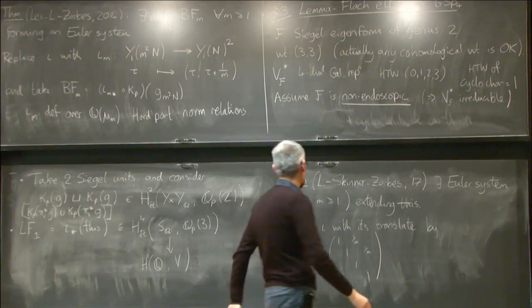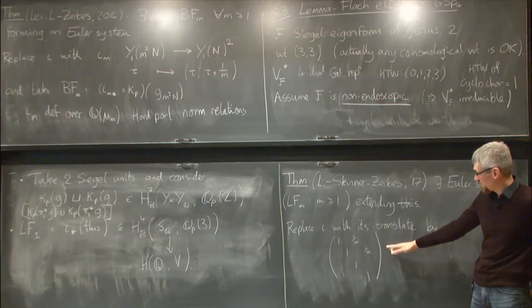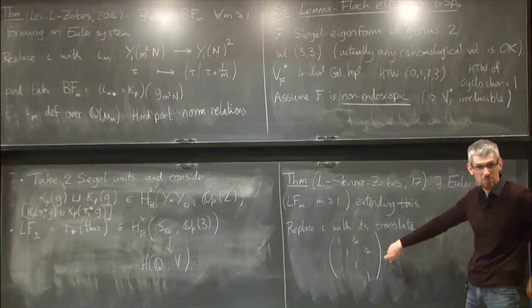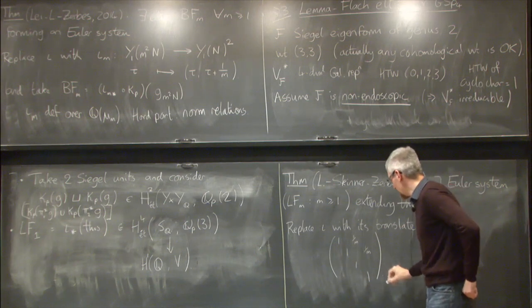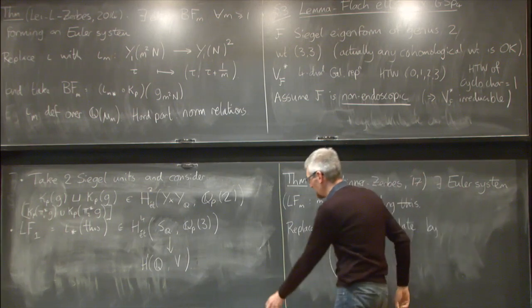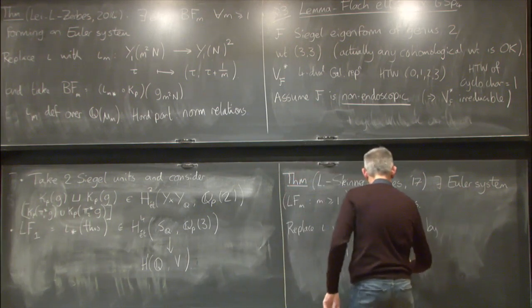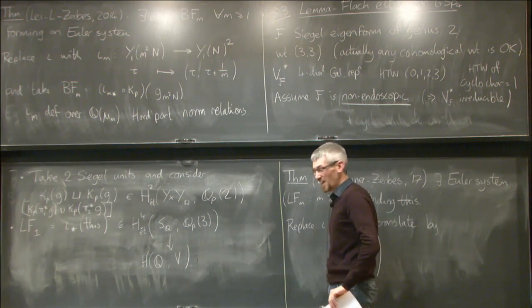Yeah, so we take this naive embedding, the obvious embedding of H, our small group, into GSp4, and we translate it by this element, and then project it into the quotient we work with. So this gives you something defined over Q(zeta_m) as before. And exactly, the hard part is to prove the norm relations.